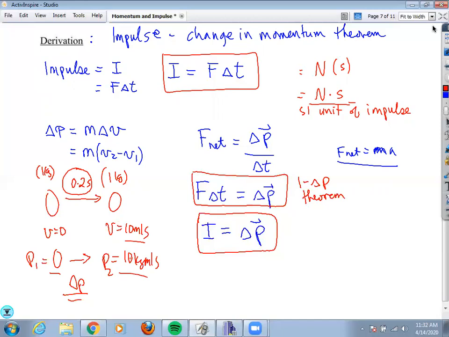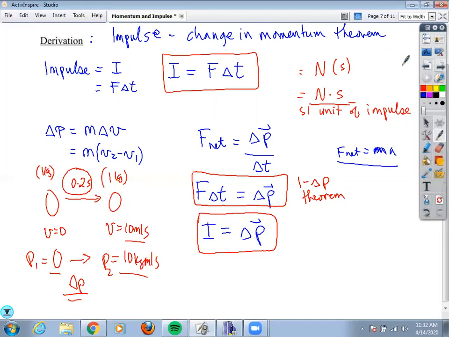So I hope you understand how this impulse change in momentum theorem works. Impulse is the product of force applied times time. That causes momentum to change. We've got some examples that we can look through here.